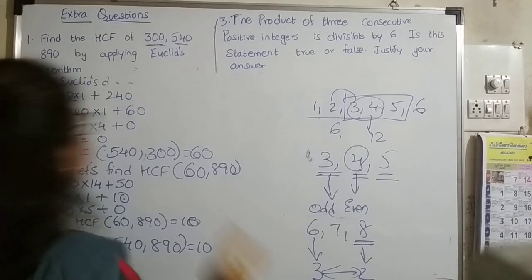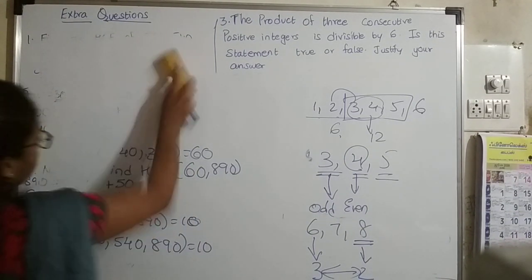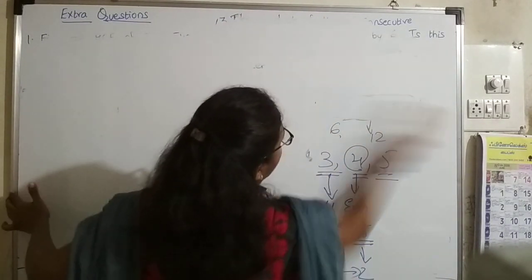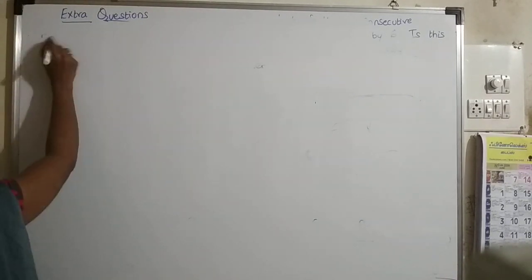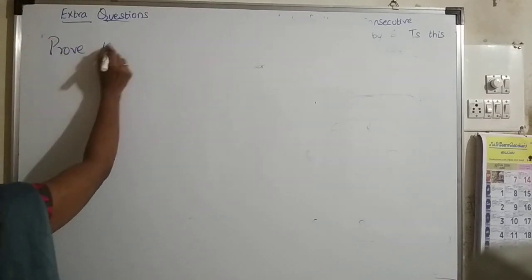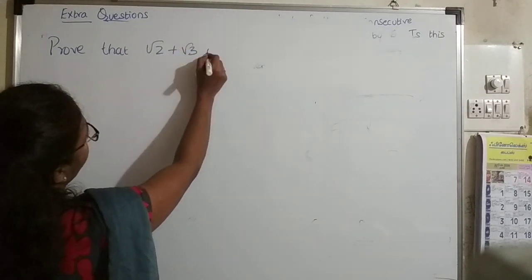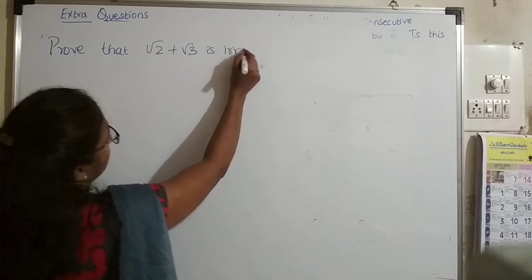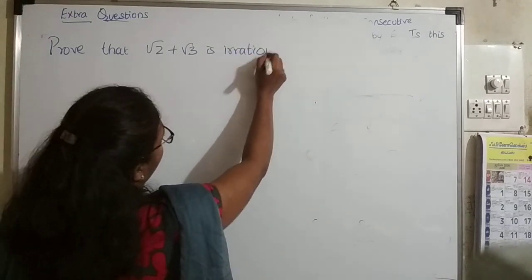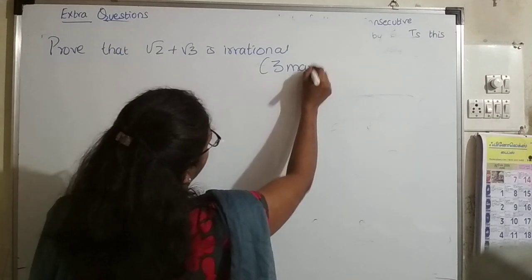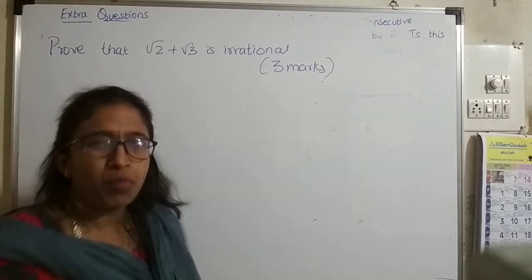Okay. One more extra sum we will also be solving. Here, prove that root 2 plus root 3 is irrational. Now this kind of sum is not there in the textbook, but this is for 3 marks, or 2 marks. How to solve?